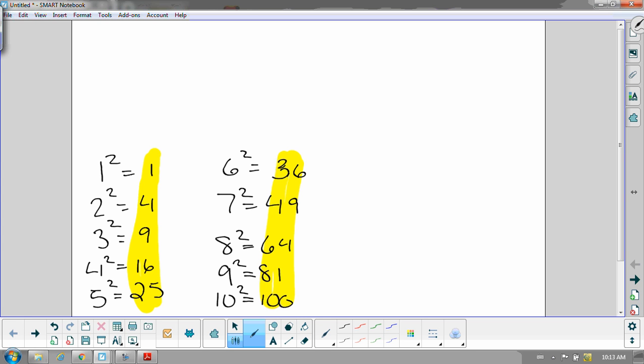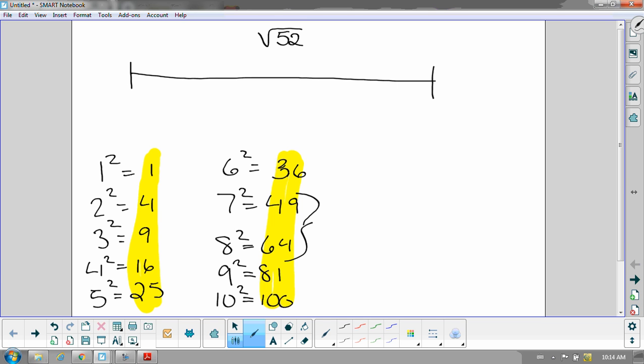So for example, if I wanted to find the square root of 52, the first thing you do is you think about a number line. And on my number line, I'm going to think of which two of these perfect squares does 52 land between. And if we think about it, 52 is bigger than 49 and it's smaller than 64. So we're going to put 49 on this side, and the square root of 49 is 7. And we're going to put 64 on this side, and the square root of 64 is 8.